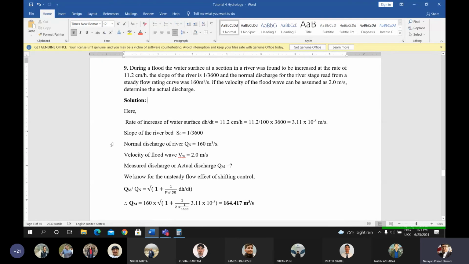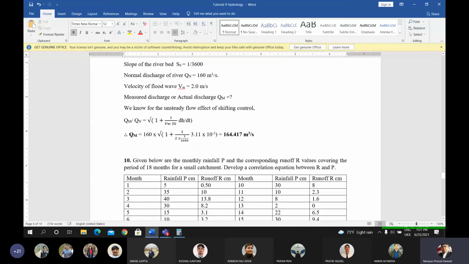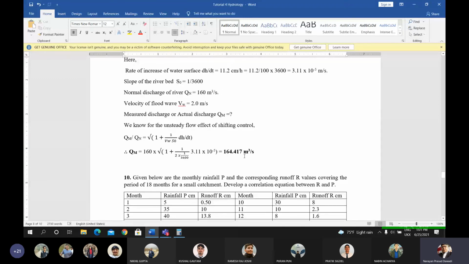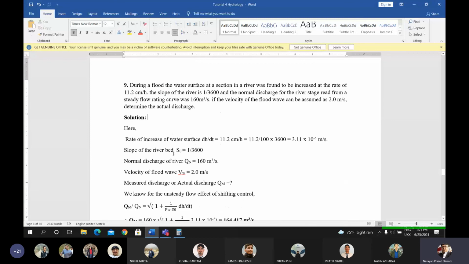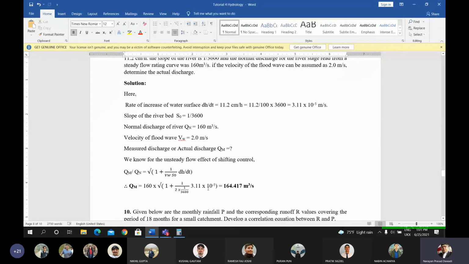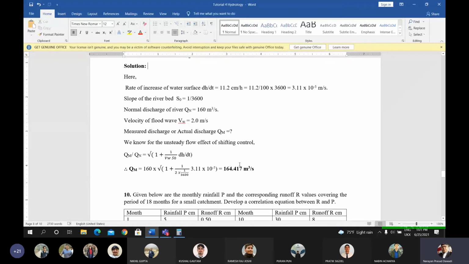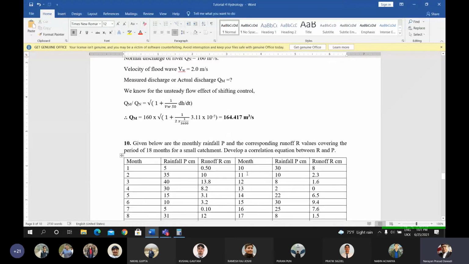You use the formula for calculating discharge. You will get the normal measured discharge as 164.17 meter cube per second. Okay, use this formula, write the variables of this formula in the proper place of this formula. Okay, you can get the discharge.